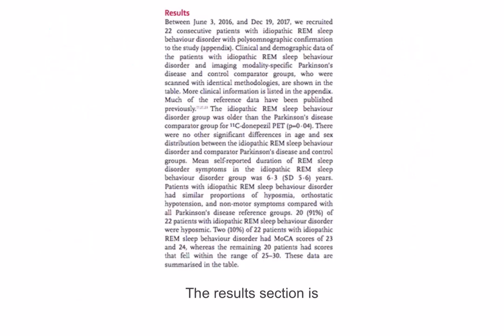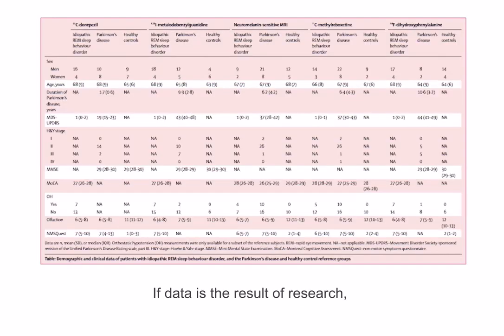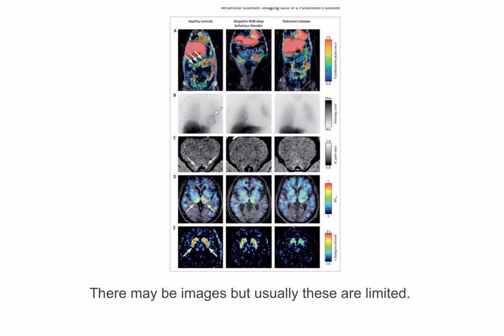The results section is, well, the results of the research. This explains what happened. If data is a result of the research, it will be here in table form or possibly linked at the end of the article as an appendix. There may be images, but usually these are limited.